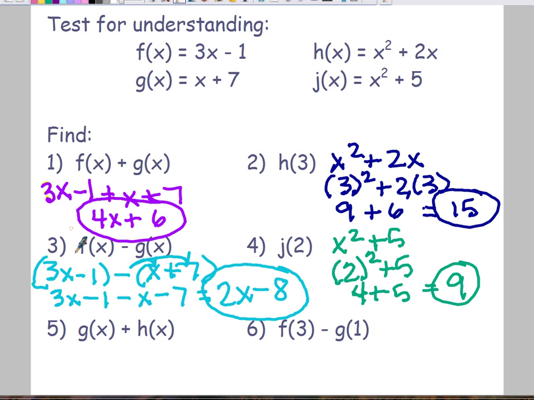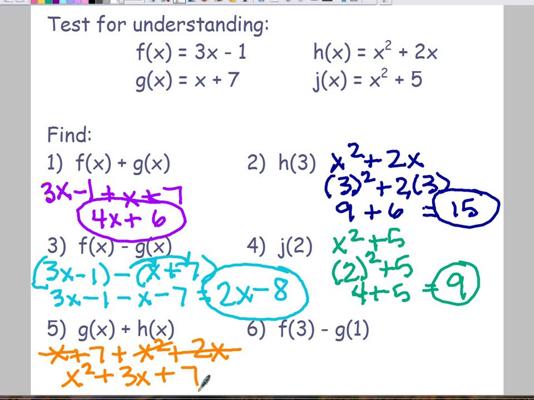Next, let's try g of x plus h of x. G of x is x plus 7. I'm going to add h of x, which is x squared plus 2x. With addition, it's simply a matter of combining like terms. X squared does not have a like term, so it gets written down. 1x plus 2x leaves me with 3 x's. That takes care of those. And 7 I'm going to write on the end. Here's my simplified addition problem.